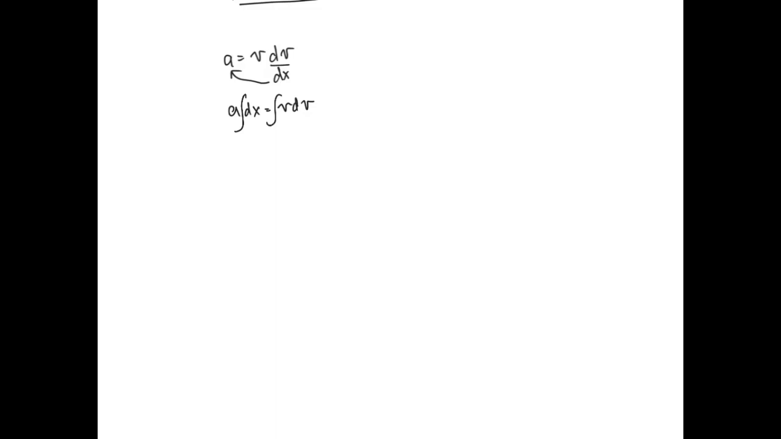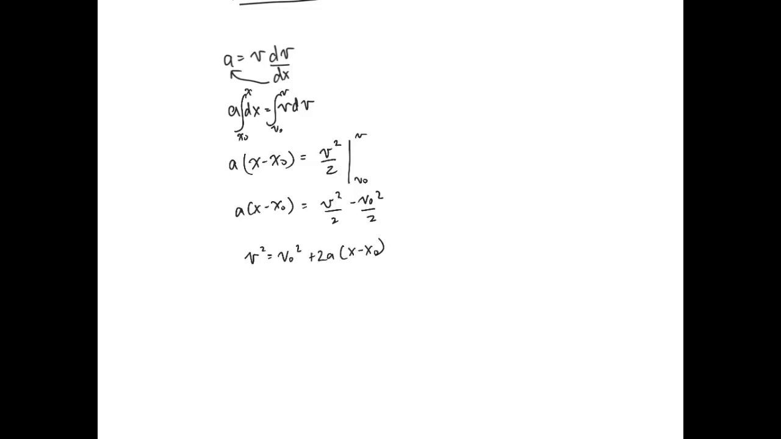So what we're left with is from x naught to x for our limits, from v naught to v, we have a times x minus x naught is equal to v squared over 2 evaluated from v naught to v. So we end up with a times x minus x naught is equal to v squared over 2 minus v naught squared over 2. If we rearrange this equation, we end up with v squared is equal to v naught squared plus 2a times x minus x naught.